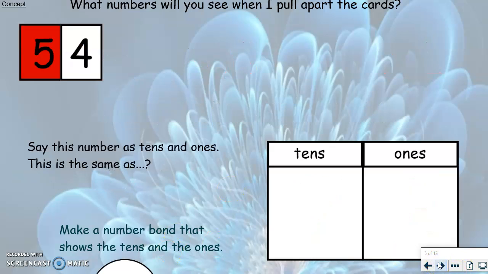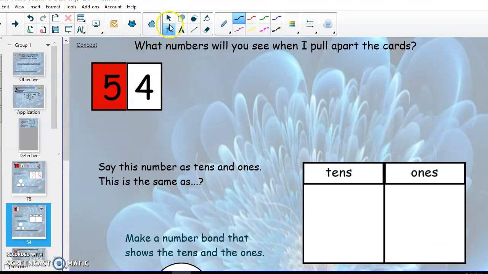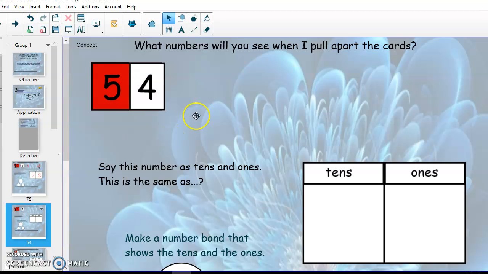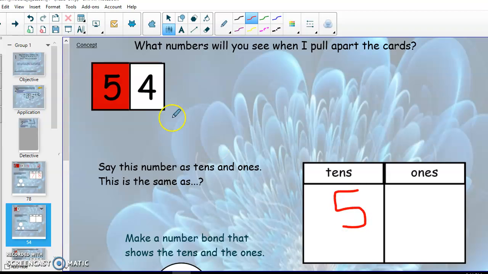All right, guys, let's do it again. What numbers will I see when I pull apart the number 54? Okay, I will have the numbers 50 and 4. Okay, so let's say this number has 10s and 1s. So I'm going to put this back on here. How many 10s do we have in this number? We have 5 10s. We know that because we can just look at the tens place right here. How many 1s do we have in this number? 4. We know that because we can look at our ones place.